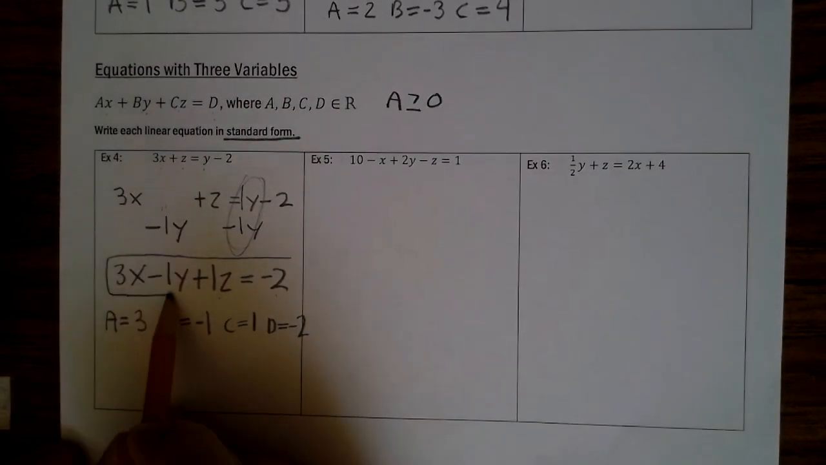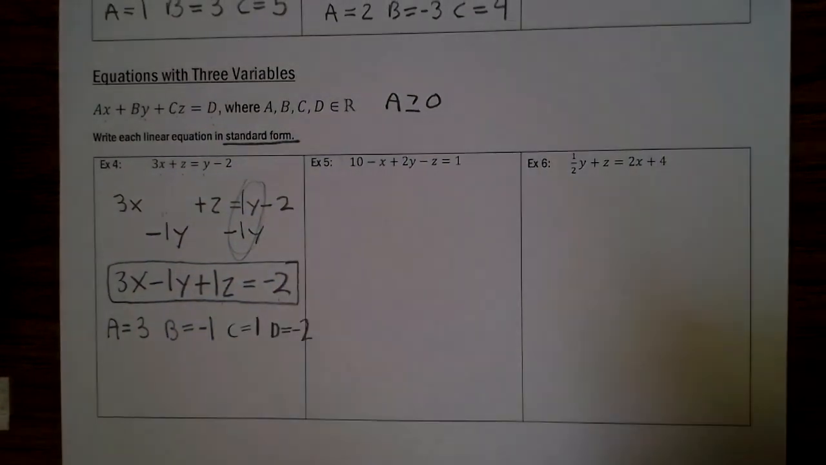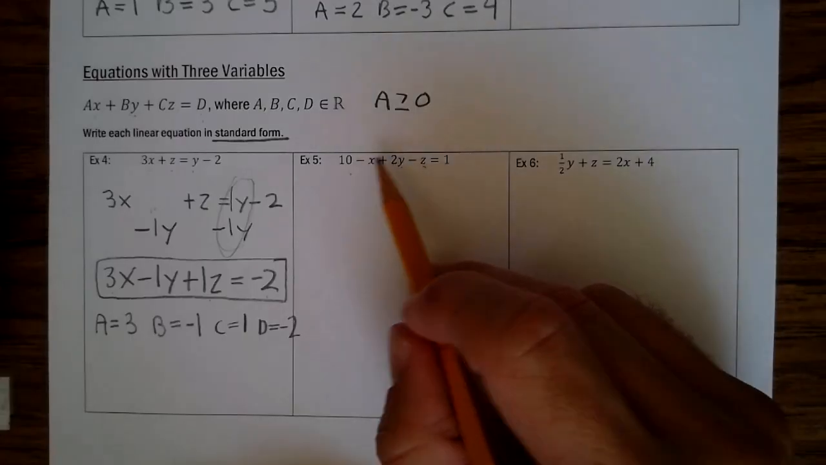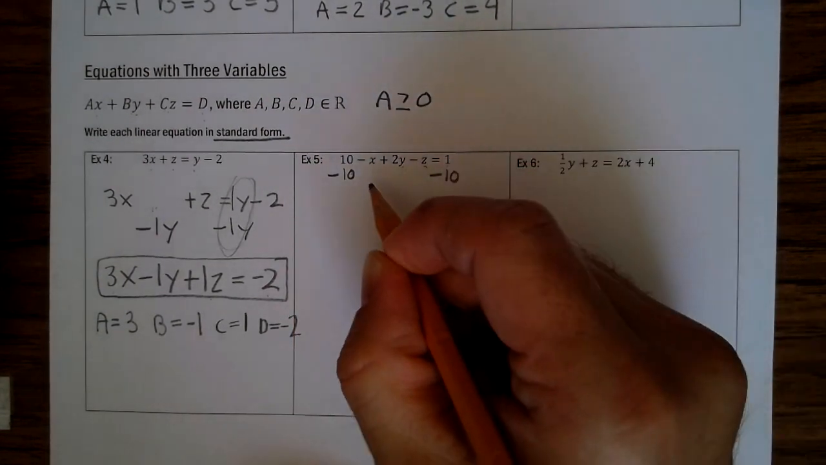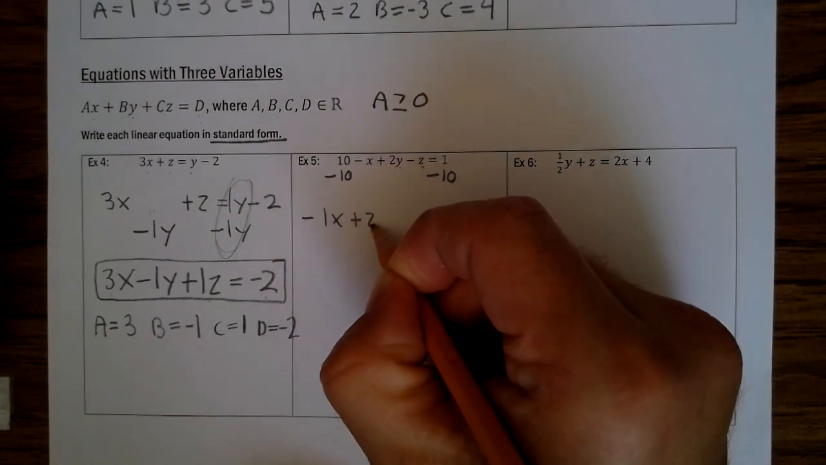Now let's look at example 5. All right. So here we have x, y, and z on the left, but we need to move the 10 to the right. So we're going to subtract 10 from both sides. Now we have negative 1x plus 2y minus 1z. 1 minus 10 is a negative 9.